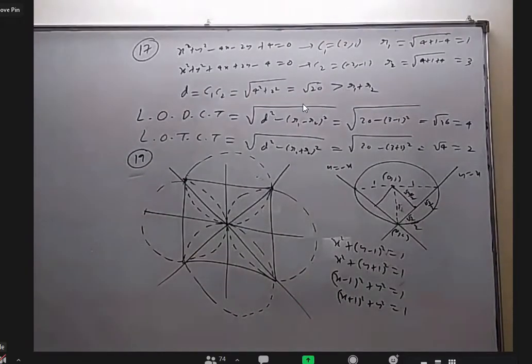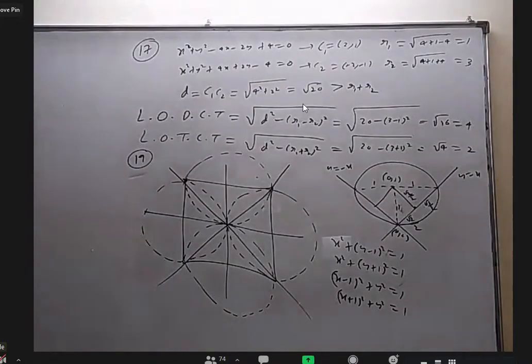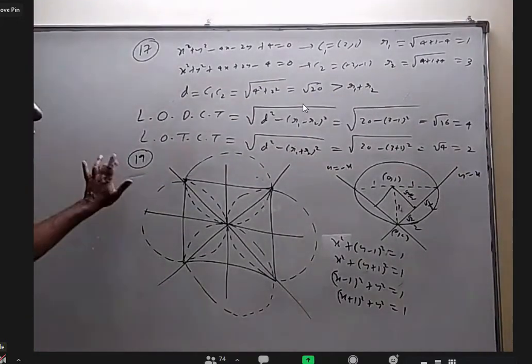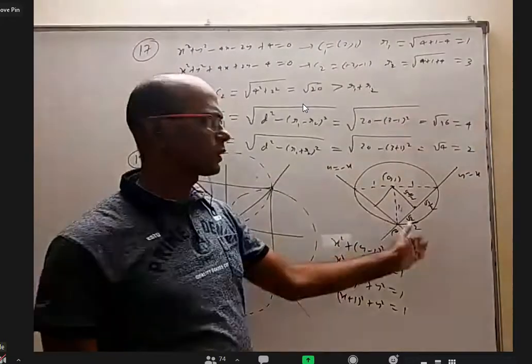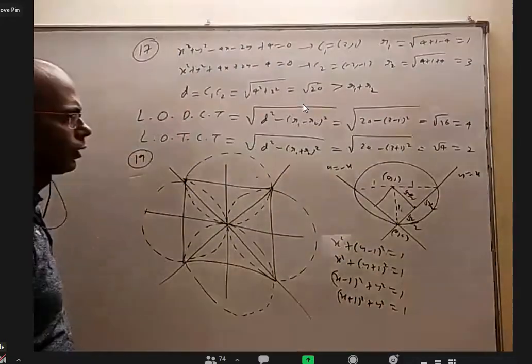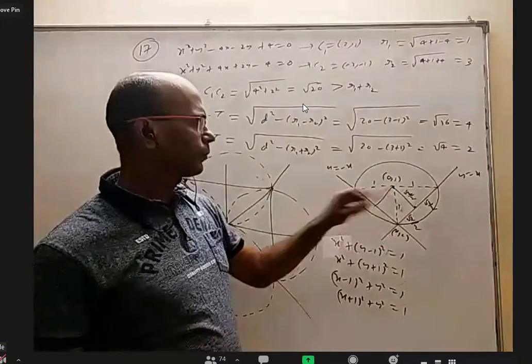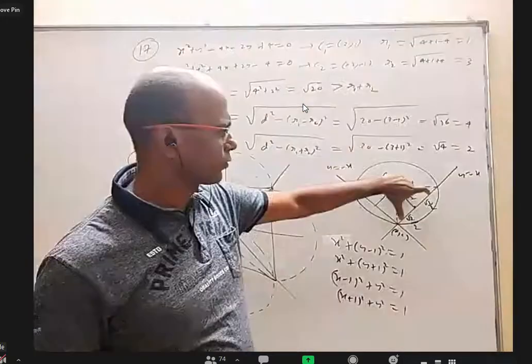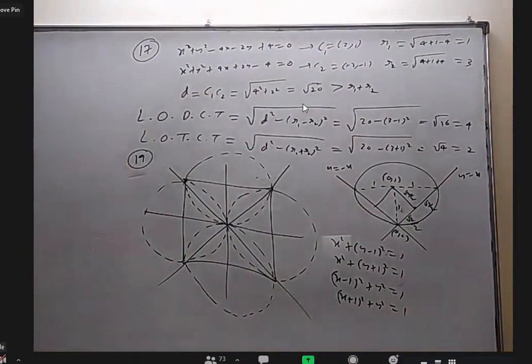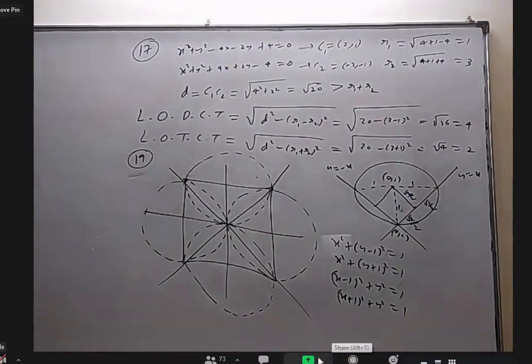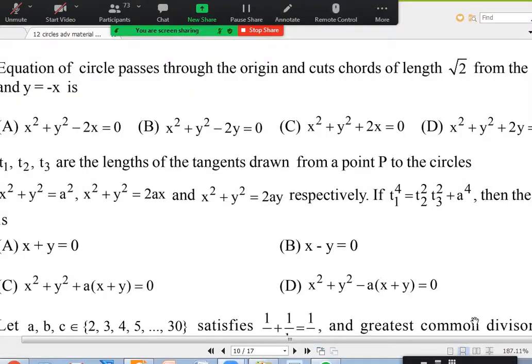Okay, everybody completed 17, just directly formula application. 19th question, there is a line y equal to x and there is a line y equal to minus x. They are looking for a circle which makes an intercept of root 2 on this line and on this line. It will pass through the origin, that they mention. They have to mention, otherwise it will be different. Passing through origin, yes.